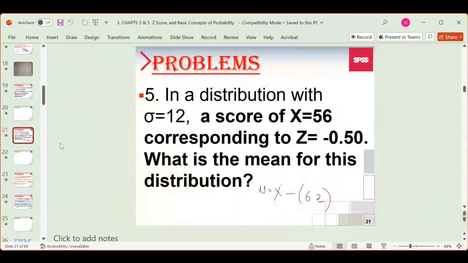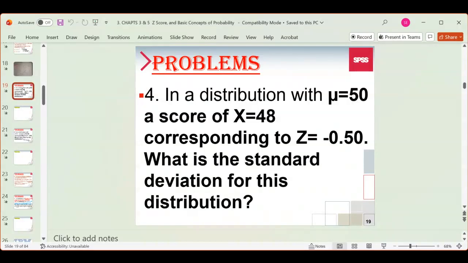And I wrote it down right there. X minus mu divided by Z. So if there was a negative, that would be -2 over -0.5. They cancel each other. Negative, negative will be positive.